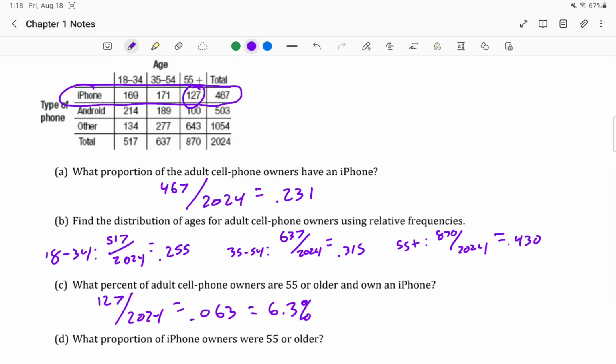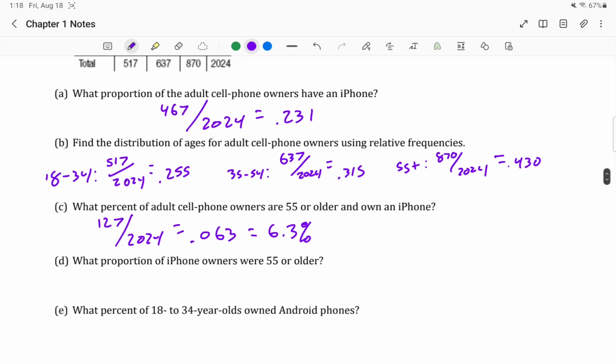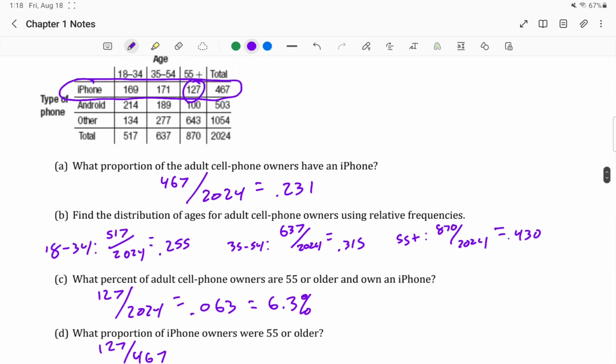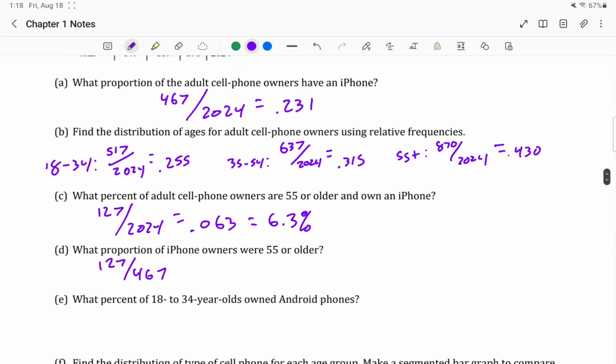Okay? So, of the iPhone users, I'm not looking at Androids or others. I'm strictly looking at iPhone users. So this becomes 127 out of the 467. Right? I'm not looking at everybody anymore. I'm just looking at iPhone users. So this is 127 over 467, and that is 0.272.